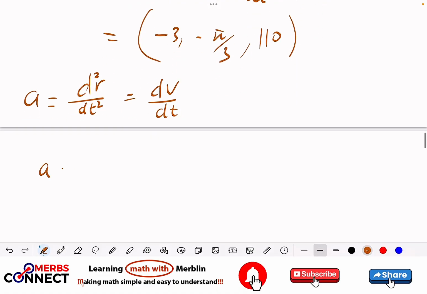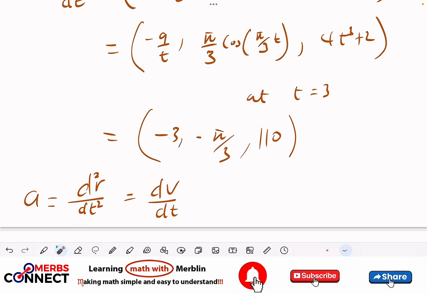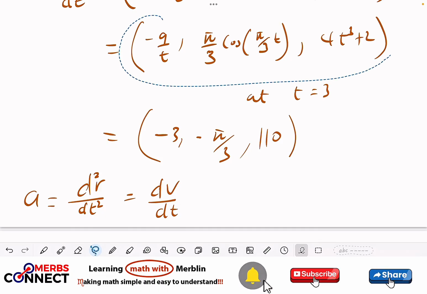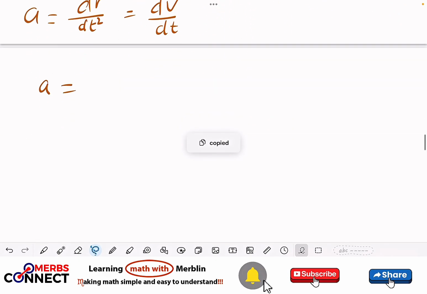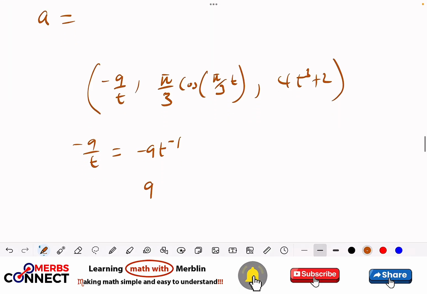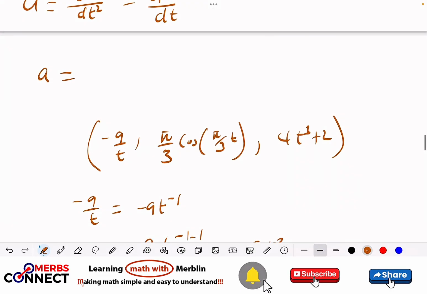So let's do that. A will be equal to, now we want to differentiate this function here. So let's try and differentiate this function right here. Let me copy this one and paste it here. I'm going to have minus 9 over t, which is the same as minus 9t to the power minus 1. Differentiate this and you have 9, because this will multiply this, and I'm going to have t to the power minus 1 minus 1. So this is 9t to the power minus 2, and this is the same as 9 over t squared. So the first component is going to be 9 over t squared.